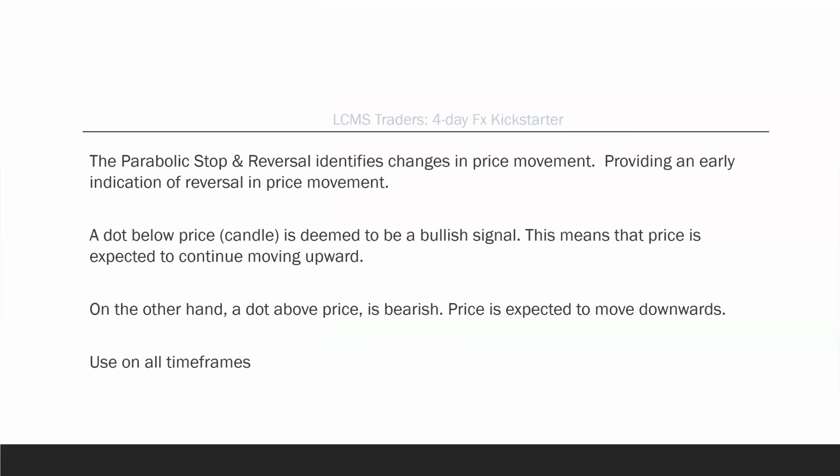It's just a dot below price. It shows a bullish signal. A dot above price shows that it's likely to come down. You can use the parabolic SAR across all different time frames. This is how it looks.